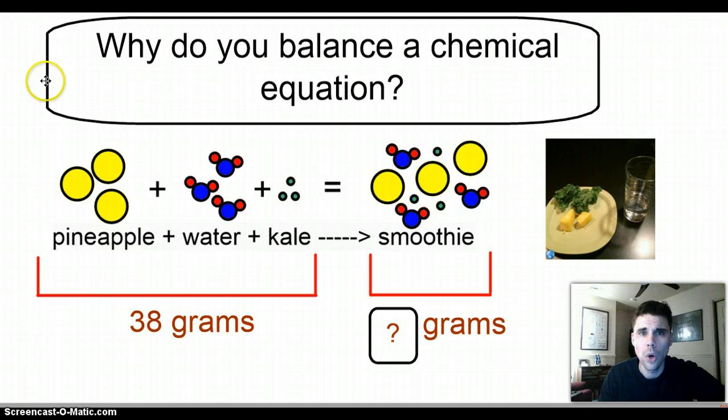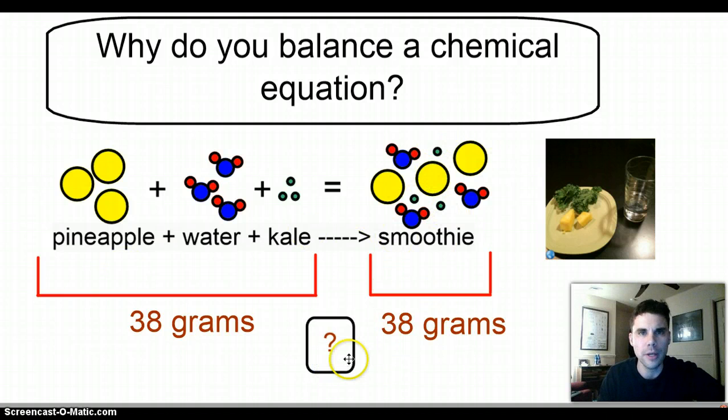So, question 2, why do you balance a chemical equation? And the short answer to that question is that's how nature works. If you were in school on Friday, I told you about a breakfast I have sometimes, which is a delicious pineapple and kale smoothie. If you measured the mass of the pineapple, the water, and the kale, the reactants or the ingredients, and you put them in the blender and you cut them all up, made a nice smoothie, what would be the mass of the products? Of course, it would be 38 grams. You haven't added any new materials, you haven't taken anything away, you've just kind of mixed these substances up to form a heterogeneous mixture, right?